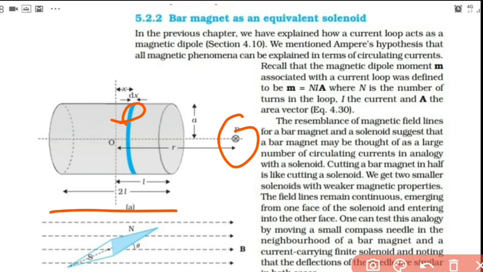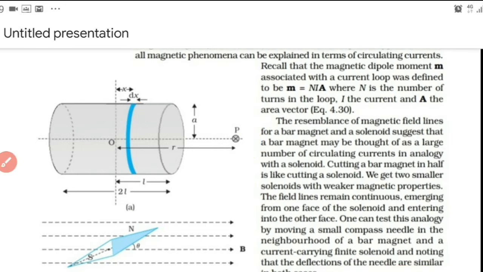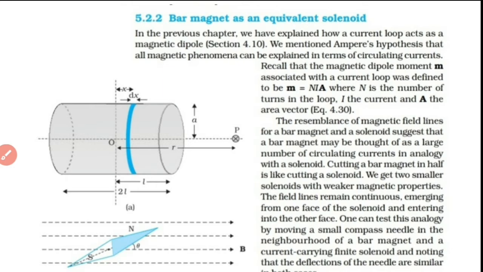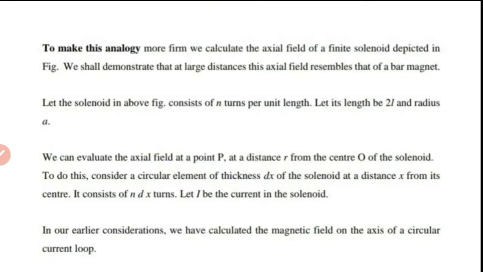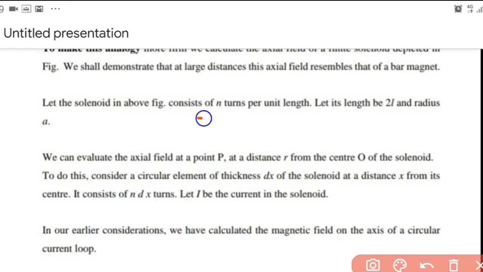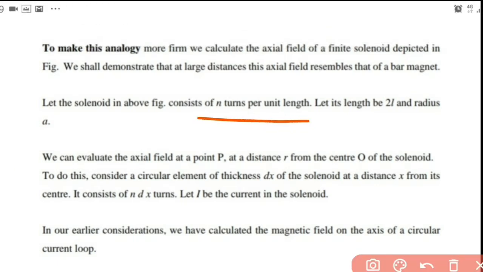How much is the magnetic field produced by an element of width dx at the point P? That's what we need to write first. When we write that expression for the magnetic field due to an element dx, we have some assumptions. We are assuming the solenoid to have n turns per unit length. So for the element dx, the total number of turns will be n dx. That means in that width dx, there will be n dx turns. And we assume its length to be 2L and radius to be a.